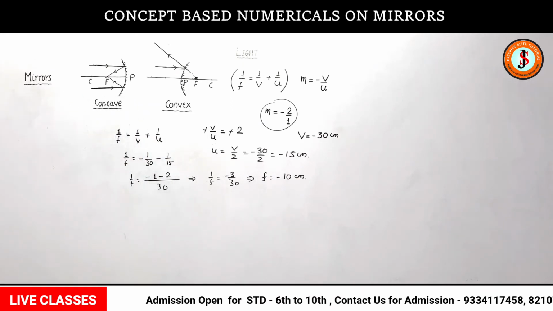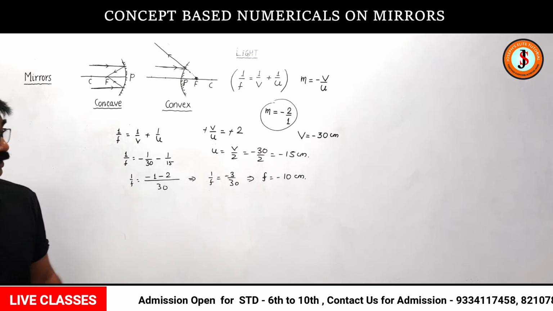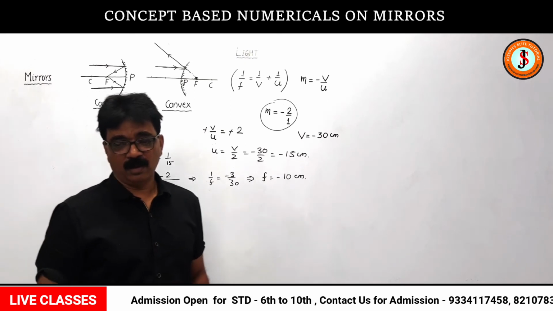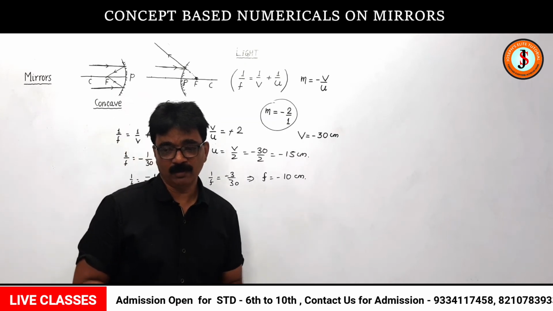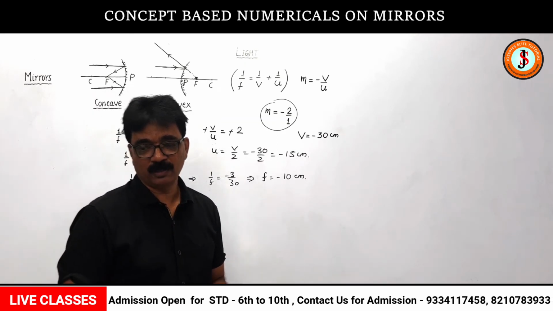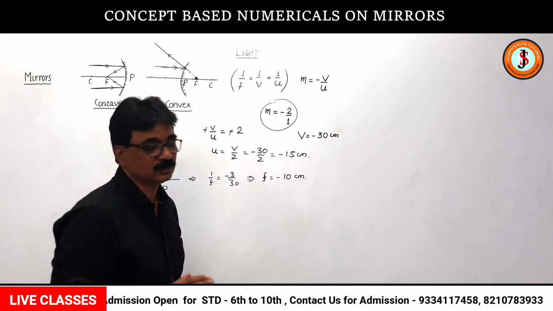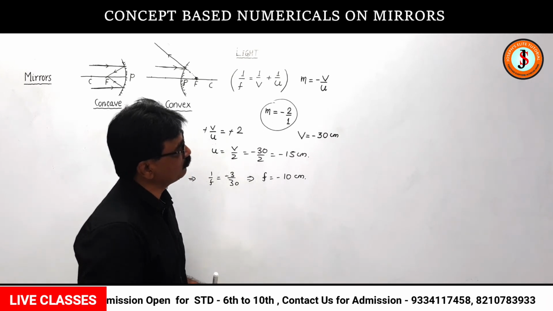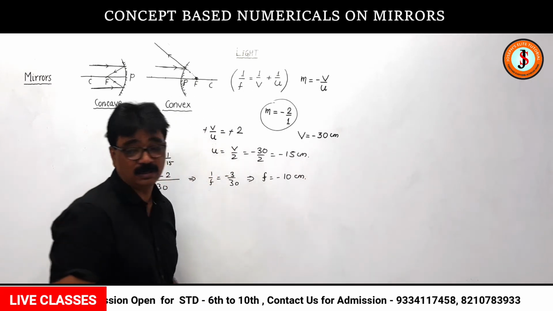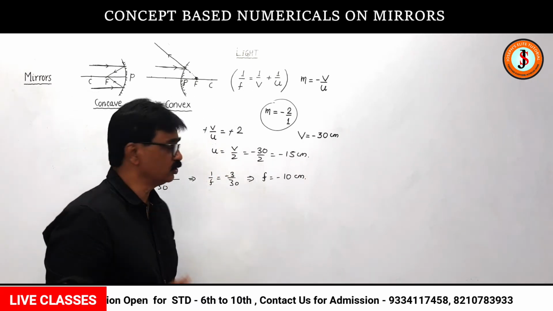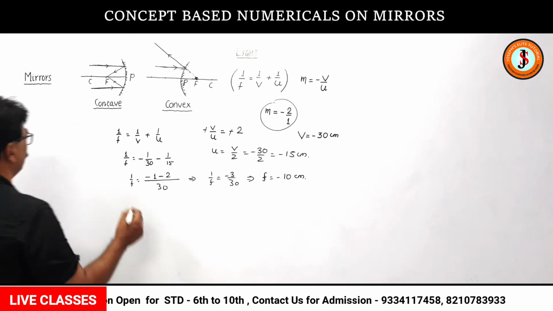Now let us see what they are telling. Now they are telling that, list two characteristics of the image formed if the object is moved 10 centimeter towards the mirror. So now let us try to make the diagram.